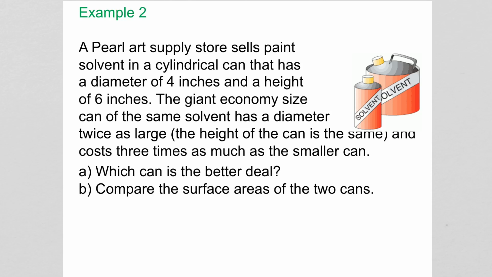Example 2 says a Pearl art supply store sells paint solvent in a cylindrical can that has a diameter of 4 inches and a height of 6 inches. The giant economy size of the can of the same solvent has a diameter twice as large, and the height of the can is the same, and costs 3 times as much as the smaller can. Which is the better deal?